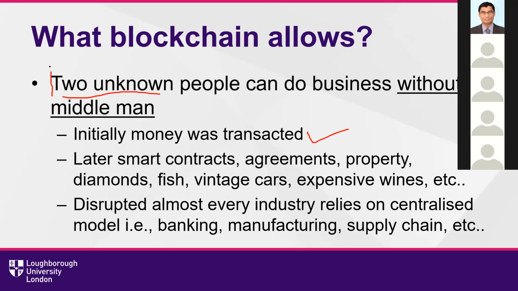So two unknown people can transact, right? You and me can transact. You can send money to me, I can send money to you, without having to go through any central party, right? So initially, Bitcoin or the blockchain was used to transact money.